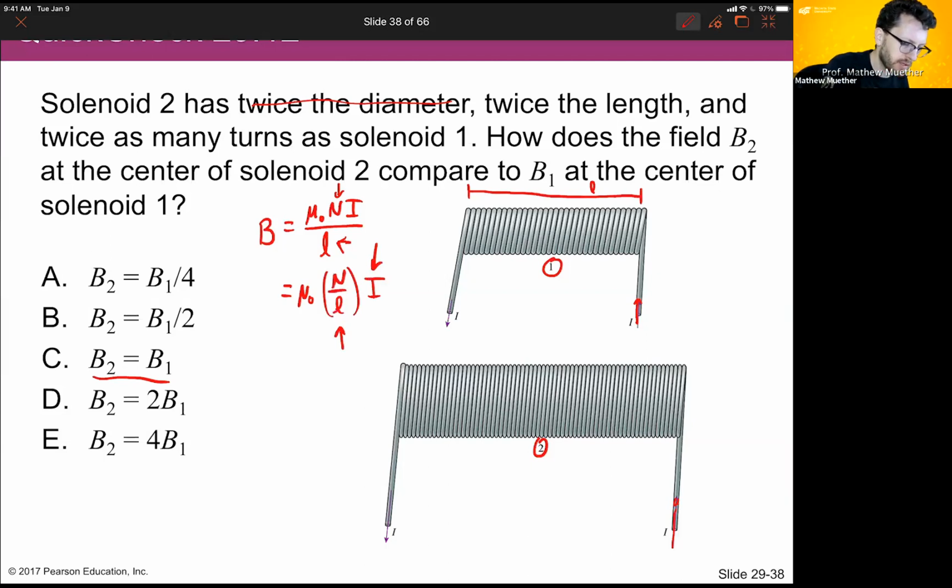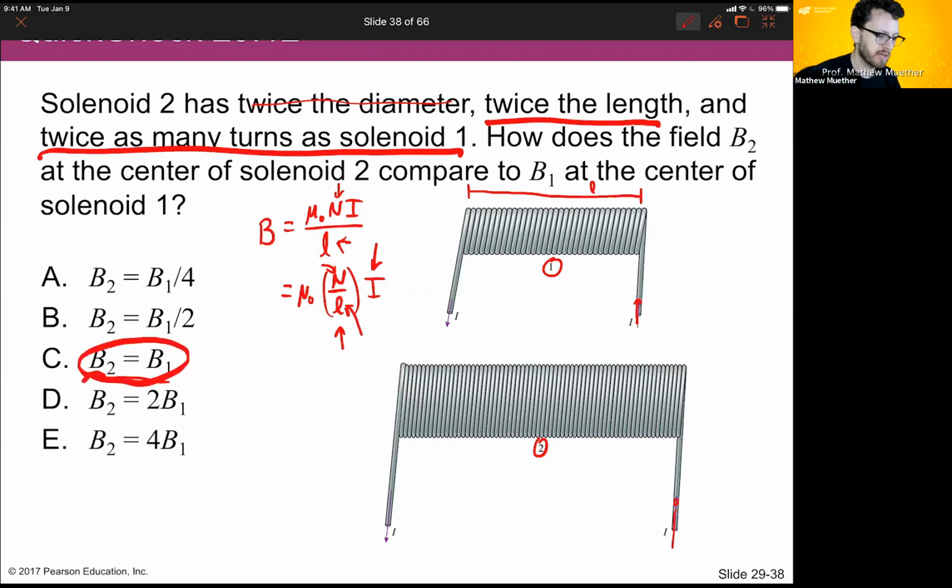per length. So that means if I double the length and at the same time I double the number of turns, this ratio won't change and I'll end up with the same magnetic field. Well, that's exactly what I did here. I have twice the length, but twice as many turns. So that means that this number of loops per distance doesn't change, and I have the exact same magnetic field generated by each of them with that same current flowing in it.